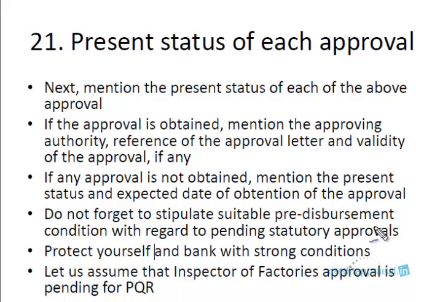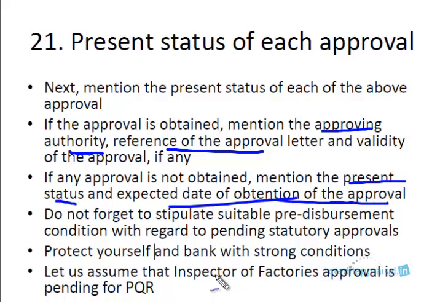So for each approval, you have to list what is the present status. If it is obtained, mention the approving authority and reference number in the process note. If it's not obtained, mention the present status and when it is expected to be obtained. Okay, so any pending approvals, stipulate in the pre-disbursement condition. It will also protect you as a credit officer, because in case the disbursement happens, right?